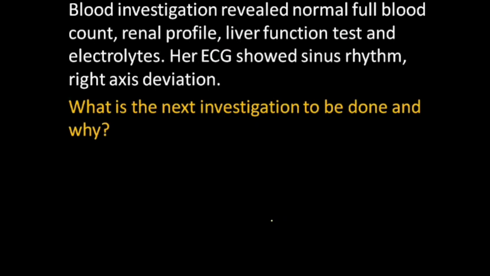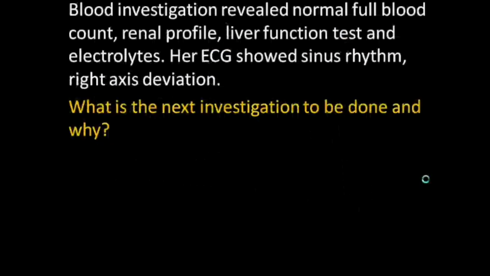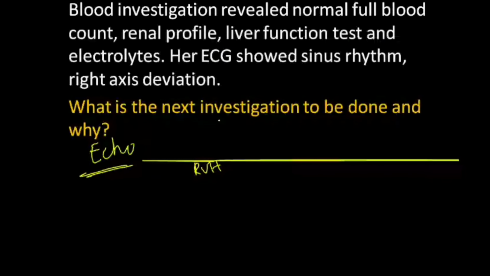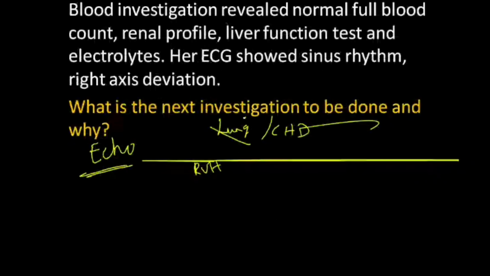So basically the next investigation we would opt for would be echocardiography. Now why? The significant findings on examination are the parasternal heave and splitting of second heart sound. Parasternal heave is seen in right ventricular hypertrophy. Right ventricular hypertrophy can happen either because of a long-standing lung disease or because of congenital heart disease. In this person, there are no symptoms suggestive of a long-standing lung disorder. So this is excluded.